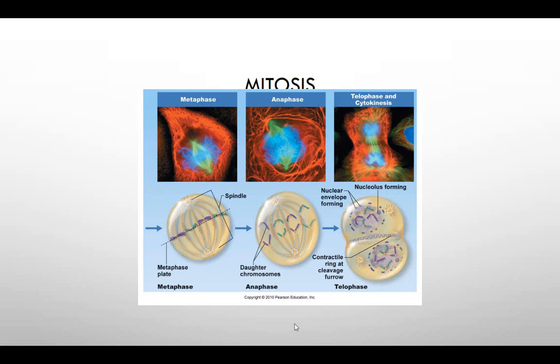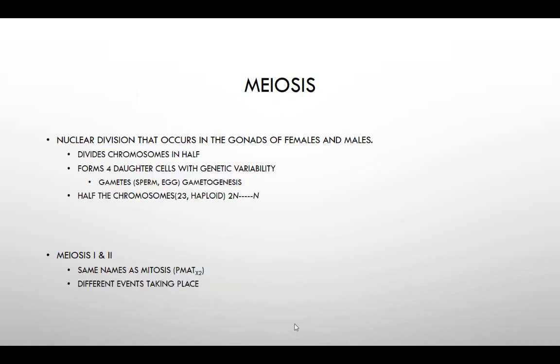So again, I didn't want to spend a ton of time on this. I know you've probably had this in the past, but I do need to cover that because our next subject matter is called meiosis, which is the sex cell division and the division of the nucleus that occurs in the gonads, so the ovaries and the testes of both males and females.